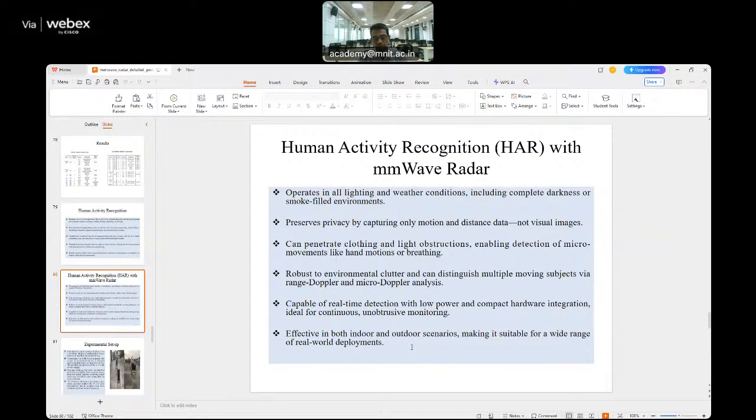It is effective in both indoor and outdoor scenarios. Indoor means in a room you can also detect. Lighting conditions, noise, etc., will really not make a difference, making it suitable for a wide range of real-world deployments. So this is the beautiful thing.